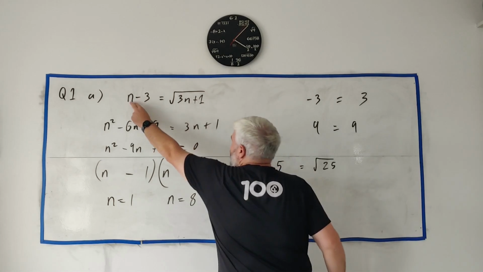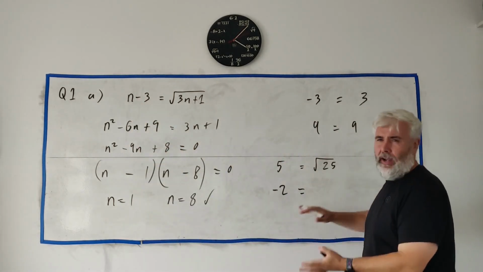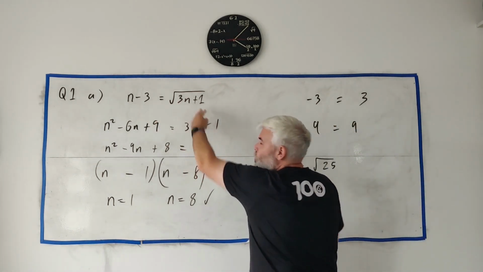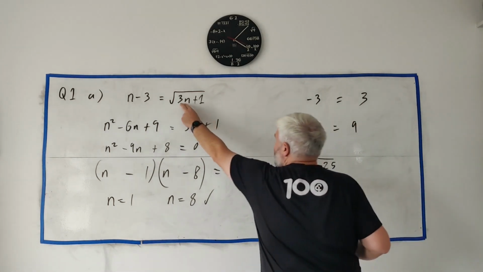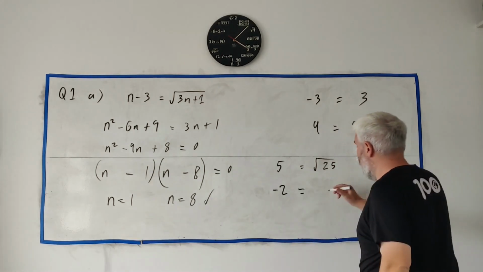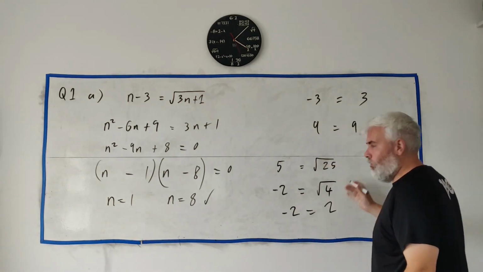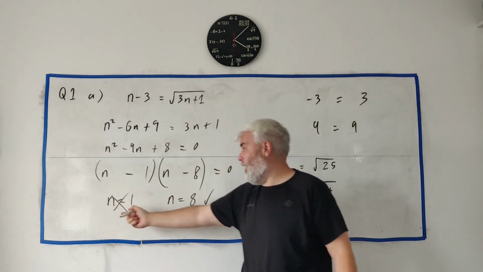Let's put 1 in. 1 minus 3, minus 2. You can stop here if you want, because minus 2 could never equal the square root of something. So I could stop right there, but let's continue on. 3 ones are 3 plus that, square root of 4, minus 2 is equal to. So this one's not right. So you have to tell the examiner that's not right.